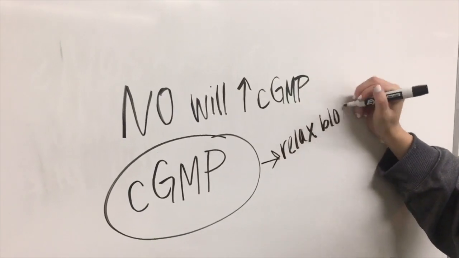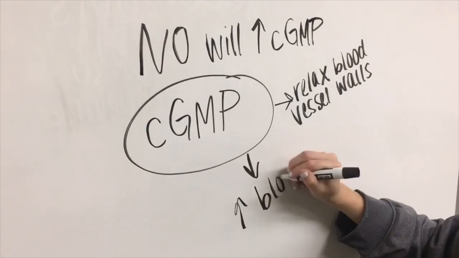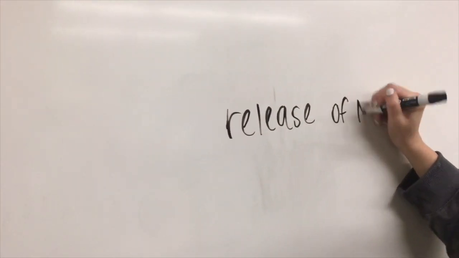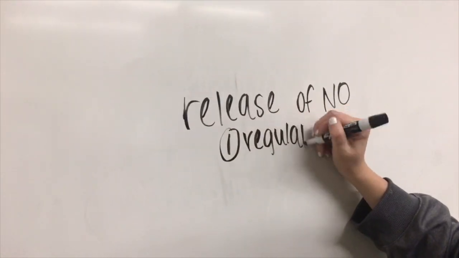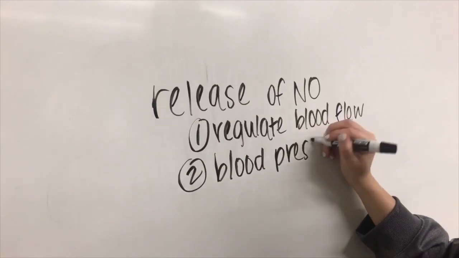cGMP is a nucleotide that is going to allow for these blood vessel walls to relax and actually increase our blood flow. The release of NO into our smooth muscle found in the wall of the blood vessels is going to regulate our blood flow and also our blood pressure.